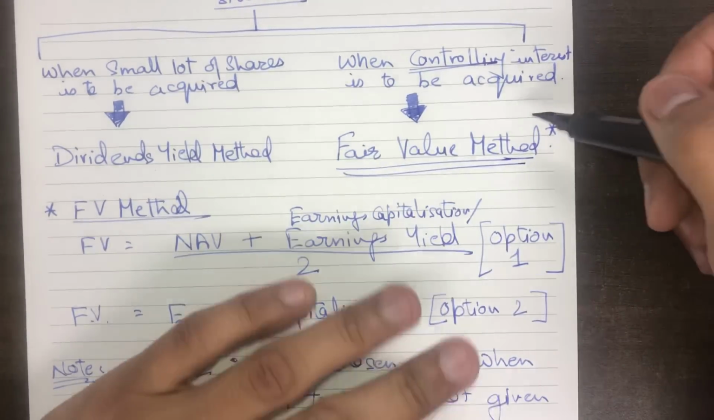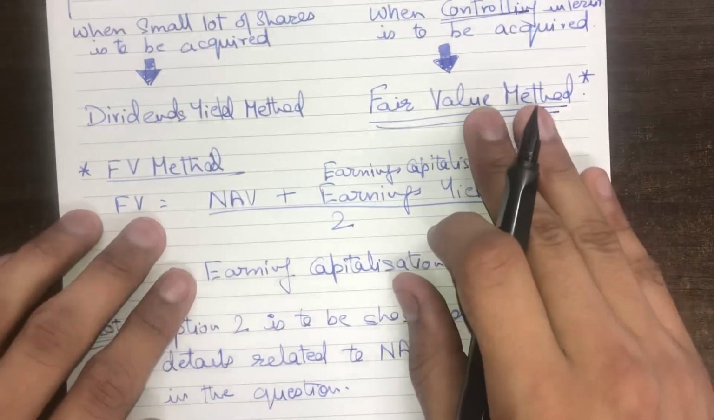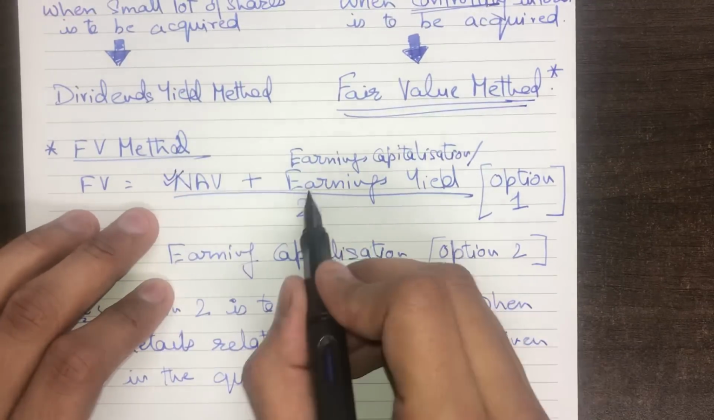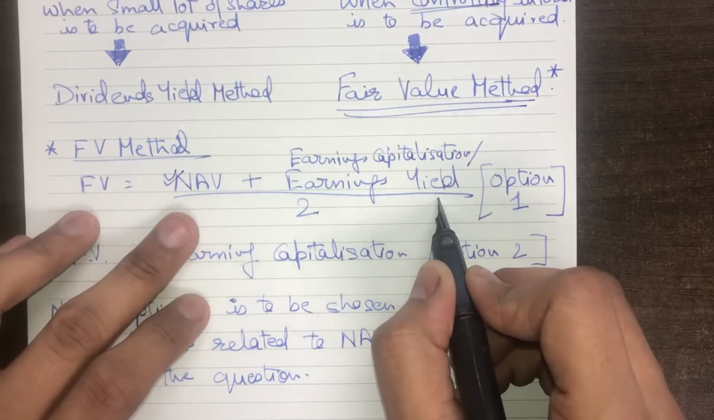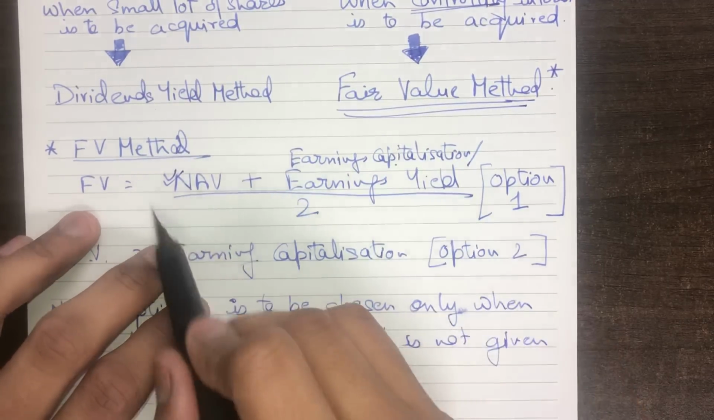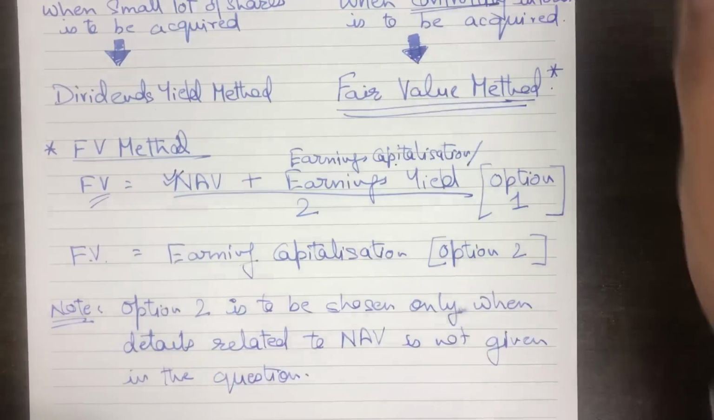Sir, but you have not done fair value method. We have not done fair value method. Relax, students. Fair value method is nothing but an average of NAV and earnings capitalization method. We have discussed the NAV method. We have discussed the earnings capitalization method. If you take an average of these two methods, then that gives you the fair value.